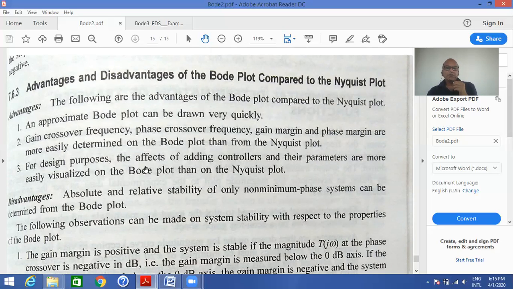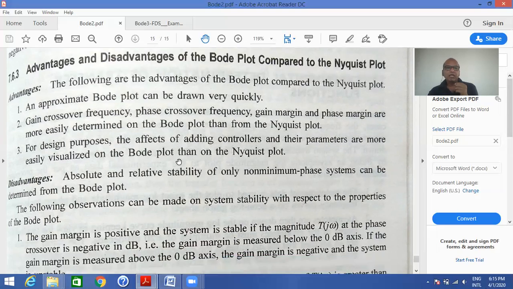Then for design purposes, the effects of adding controllers and their parameters are more easily visualized on the Bode plot than on the Nyquist plot. That is, at the time of designing the controllers or compensators, the Bode plot is more easily implemented as compared to the Nyquist plot.